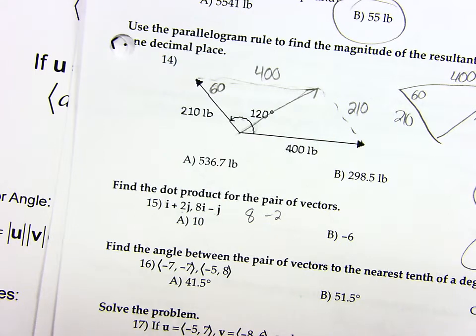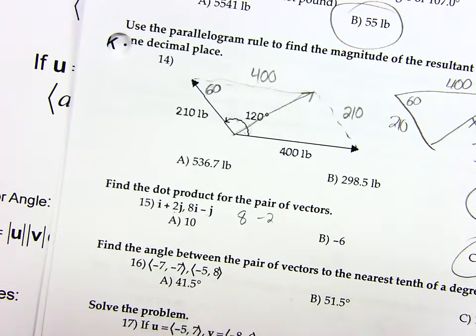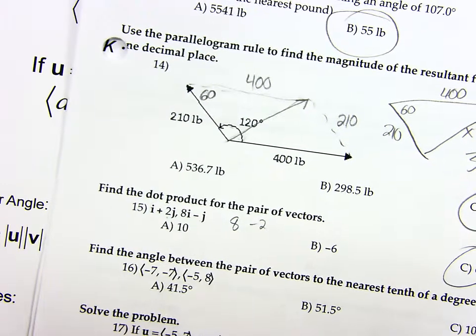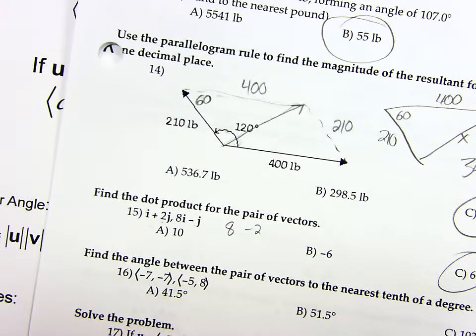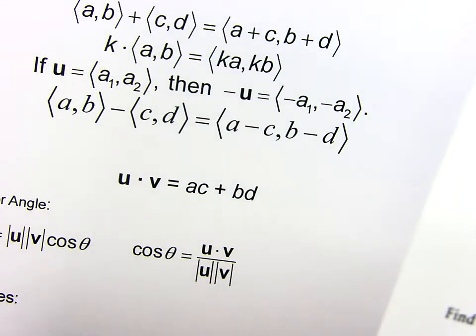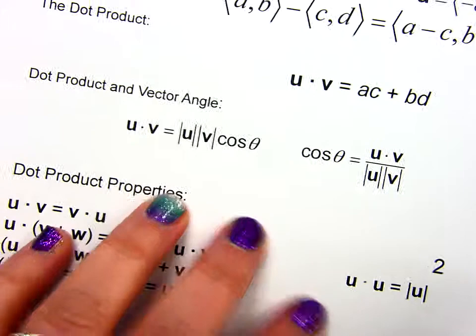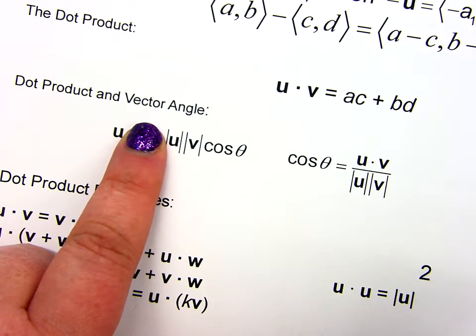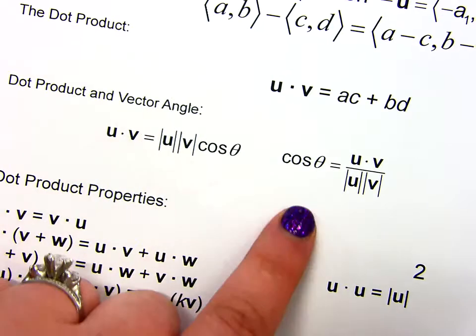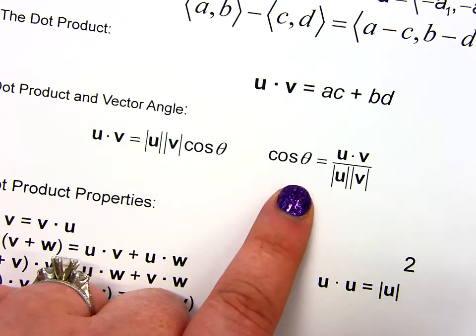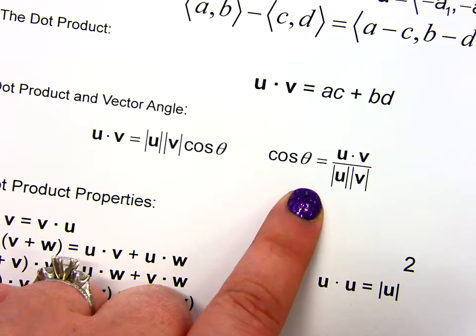16, find the angle between the pair of vectors to the nearest tenth of a degree. Huh? I just did 15, the dot product. 16, find the angle between the pair of vectors. So that's this. Dot product and vector angle. Vector angle is the angle between the two vectors, okay? These are the same formula, it's just this one solved for cosine of theta. So since I'm trying to find my angle, I'm going to use this.